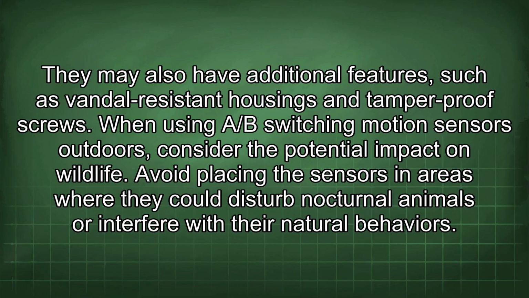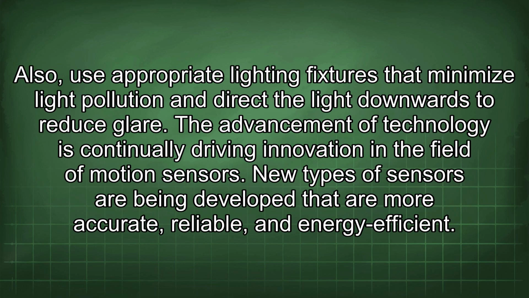When using A/B switching motion sensors outdoors, consider the potential impact on wildlife. Avoid placing the sensors in areas where they could disturb nocturnal animals or interfere with their natural behaviors. Also, use appropriate lighting fixtures that minimize light pollution and direct the light downwards to reduce glare.